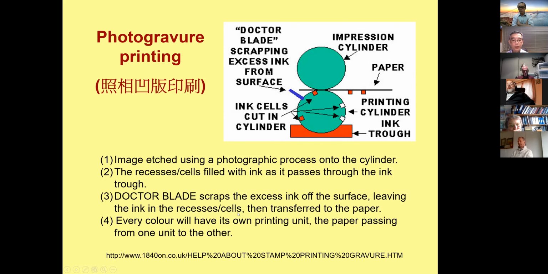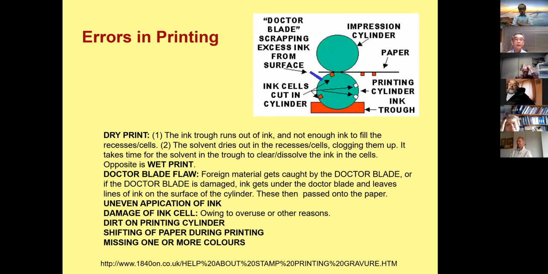And so I have shown you the different colors of the Queen, for the different parts of the Queen, and each color would have its own printing unit. The paper would pass from one unit to another unit. So there are quite a number of different errors in printing. So far, I have found quite a number of different things.